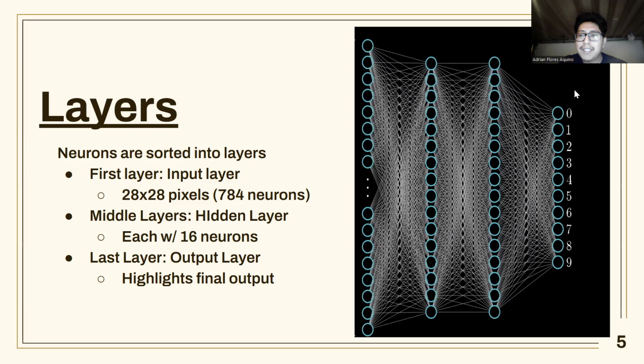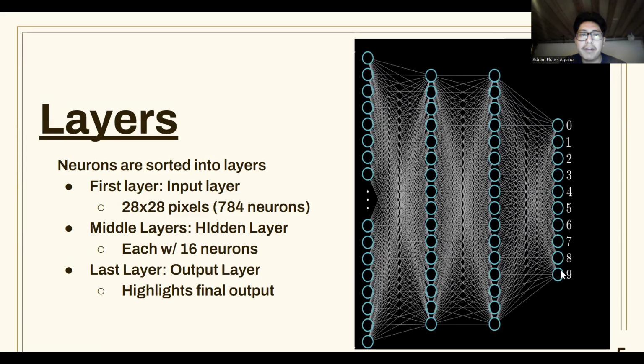And for the last layer right here, it would actually be the output layer, which pretty much just indicates what the final answer would be. So let's say we have the integer 9. After doing all the work, the last neuron right here would actually highlight super white, meaning that would be the final answer.